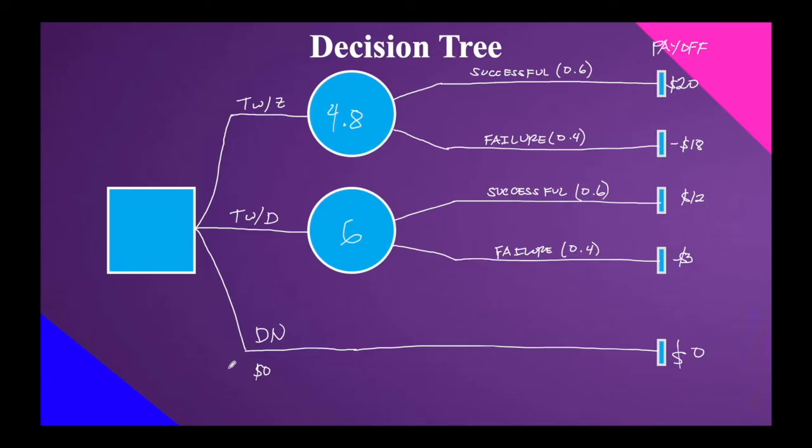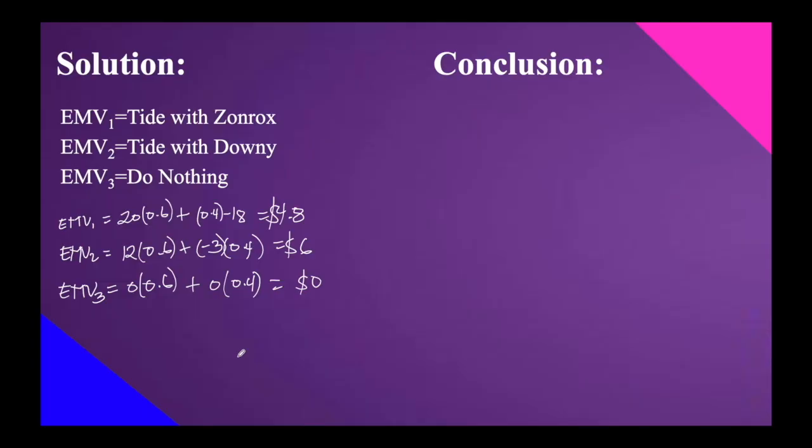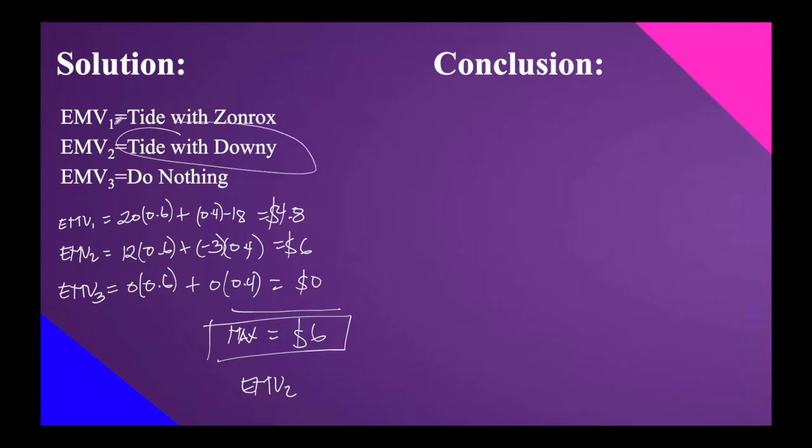Now, ano yung magiging decision natin dyan? For the decisioning, guys, ang kailangan lang natin kunin is yung max na value. I hope naalala? Max value here, 4.8 versus 6 versus 0. Definitely, ang kukunin natin is yung $6. Ano yung $6? EMV sub 2. Ano yung EMV sub 2? Tied with Downey. Therefore, lagay natin dito.